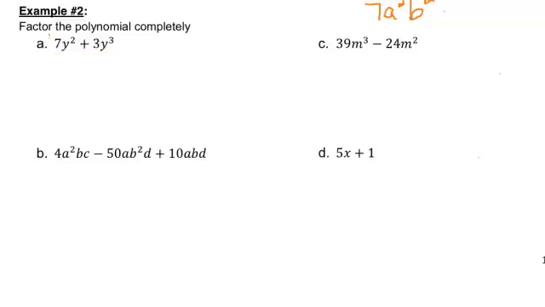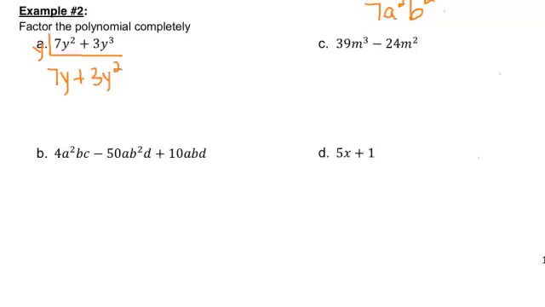Notice they both have a y. So the first thing we're going to do is divide out a y. So what we have left is 7. Remember, y squared is y times y. So if we divide out one of those y's, we're left with 1y. Plus 3, and then y cubed divided by y to the first is y squared.